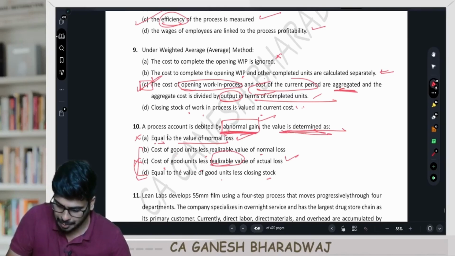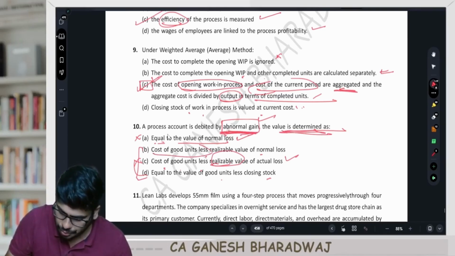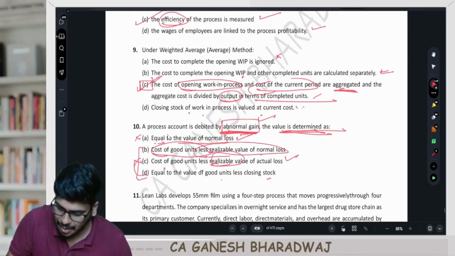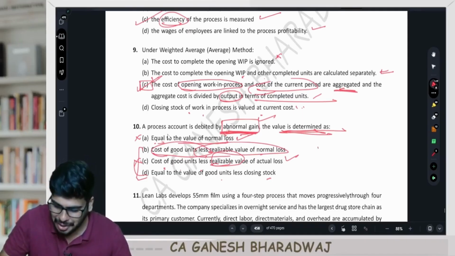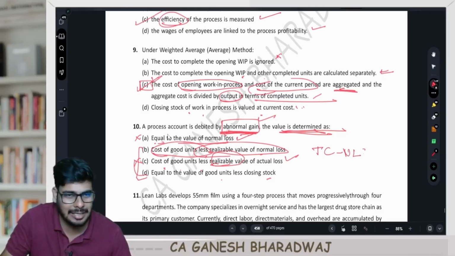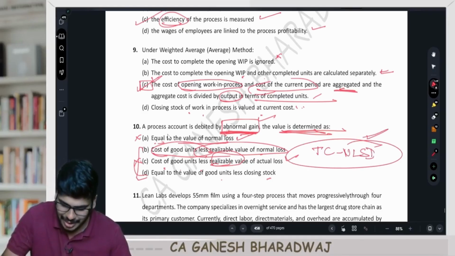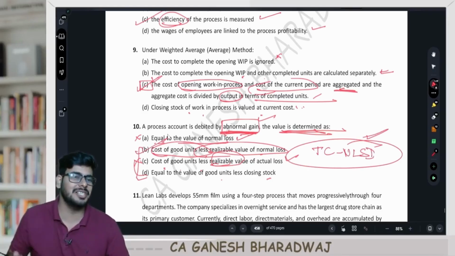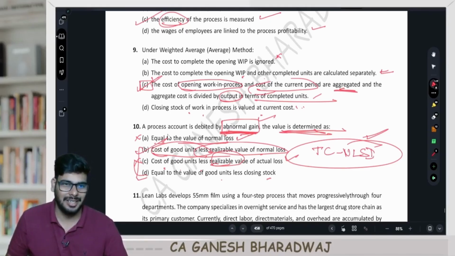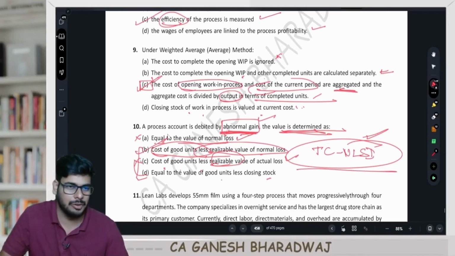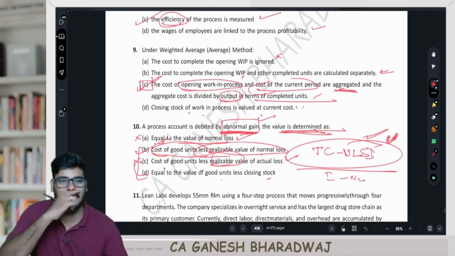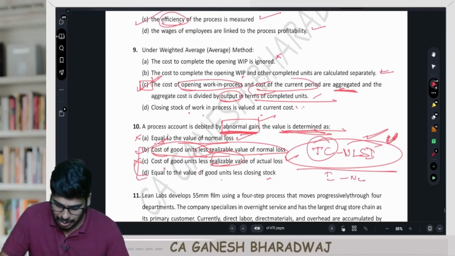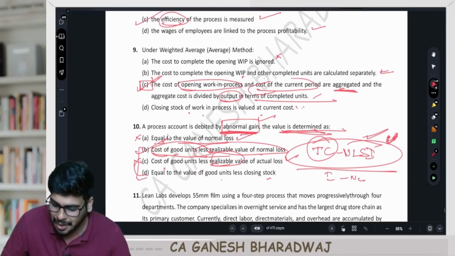A process account is debited by the abnormal gain. The value is determined by the cost of good units less realizable value of normal loss. Obviously, you know, right? How will you value it? Total cost minus normal loss scrap income. This is what they are asking here. Numerator calculation they are asking, divided by expected good units, input minus normal loss units. They are asking what is the value you use to value this. It is the total cost, cost of good units, less the realizable value of normal loss.